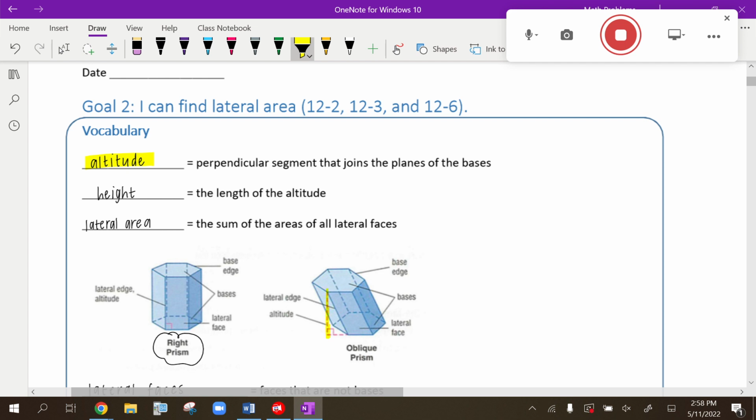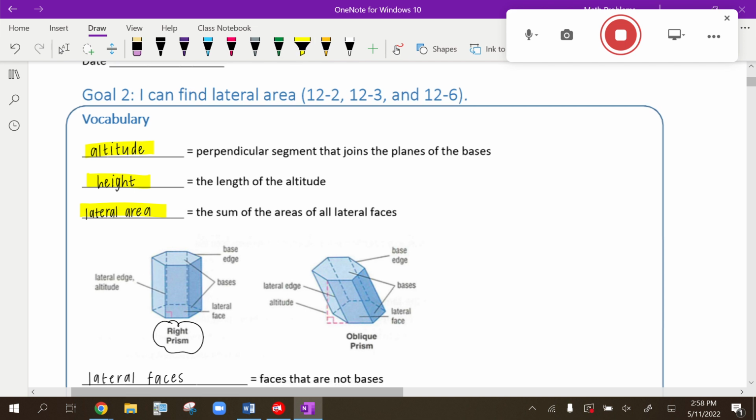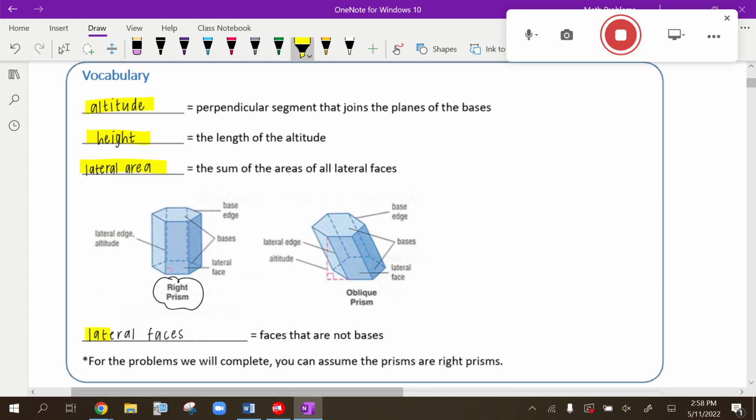For example, this would be the altitude on this oblique or slanted prism, and any lateral edge would be the altitude on a right prism. The altitude is just a different word for the height of the prism. The lateral area is what we're going to be finding today. This is the sum of all the areas of all the lateral faces. The lateral faces are the faces that are not bases.